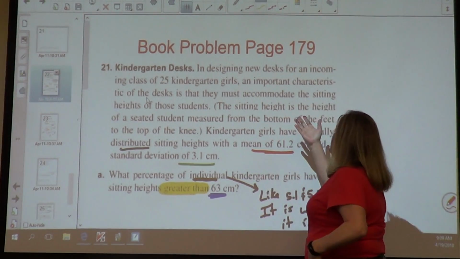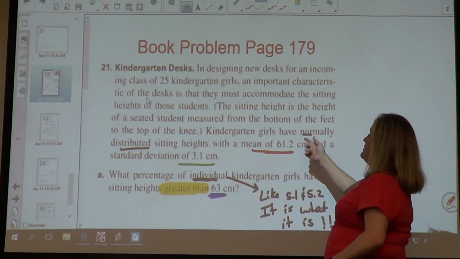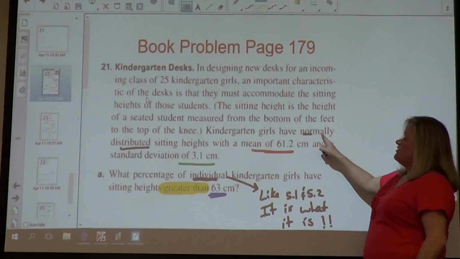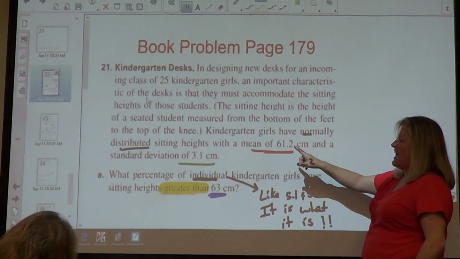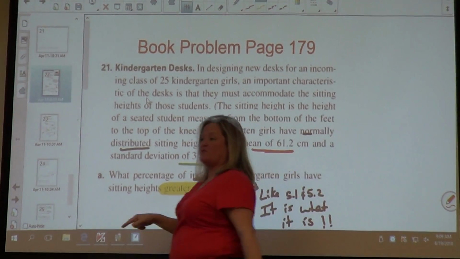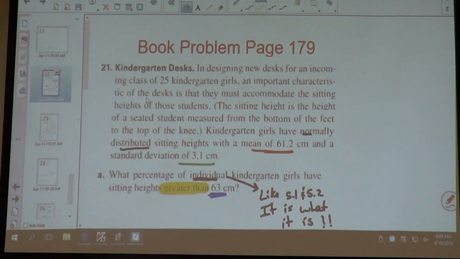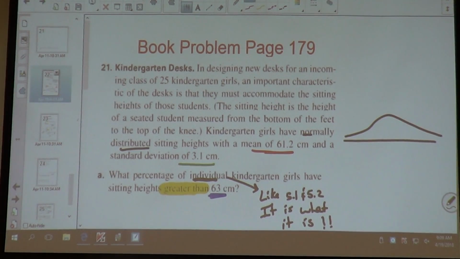Designing new desks for 25 kindergartners. They had to get the sitting height, which is from the back of their knee to the ground. They figured out that kindergartner girls have a sitting height that's normally distributed with a mean of 61.2 and a standard deviation of 3.1. So the first thing I'm going to do is draw what they're telling me: a normal distribution with a mean of 61.2 and a standard deviation of 3.1.